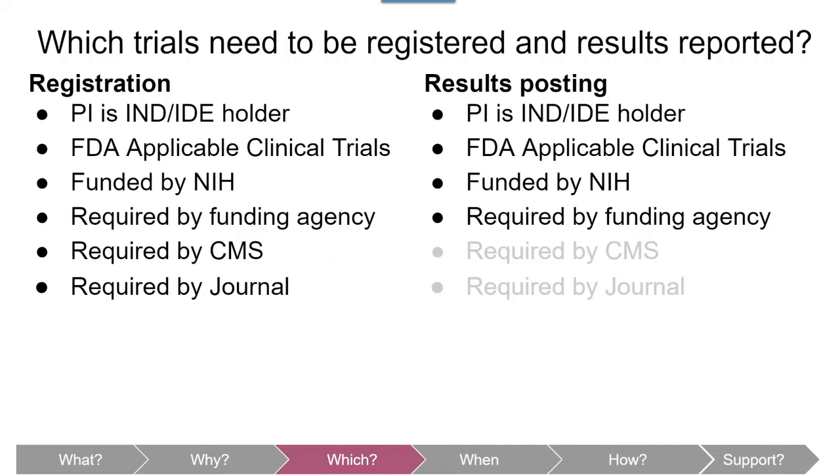So the PI really needs to read the terms and conditions of their contract with the funding agency. And then also if a trial involves procedures billed to Medicare and Medicaid, or if required by a journal for publication, as I mentioned. And for the results, posting is required if it meets the following on the right.